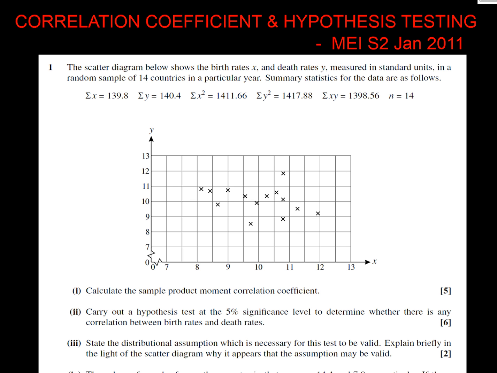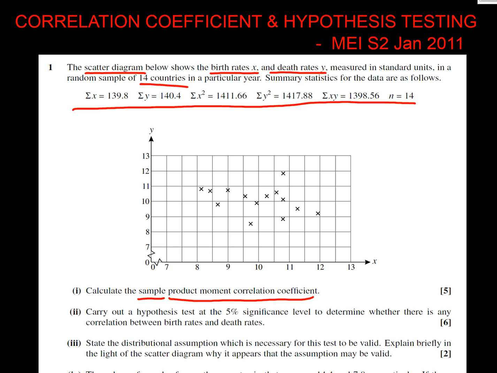The scatter diagram below shows the birth rates and death rates measured in standard units in random 14 countries in a particular year, and summary statistics are set out there. Okay, calculate the sample product moment correlation coefficient.